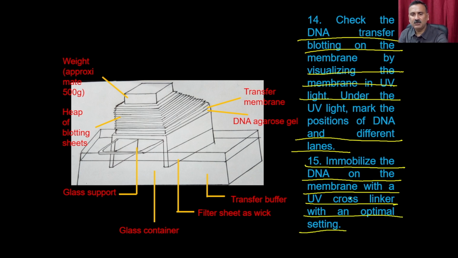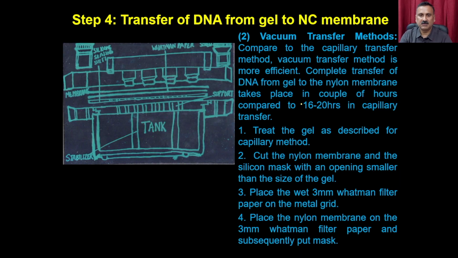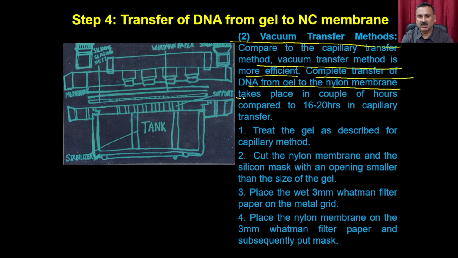Okay. So, this is one method by which you can transfer the DNA from the agarose to the nitrocellulose membrane. The other method is called the vacuum transfer method. In a vacuum transfer method, you are going to use a vacuum. Compared to the capillary transfer method, the vacuum transfer method is more efficient. Complete transfer of DNA onto the nitrocellulose takes place in a couple of hours, compared to the 16 to 20 hours in the capillary transfer.